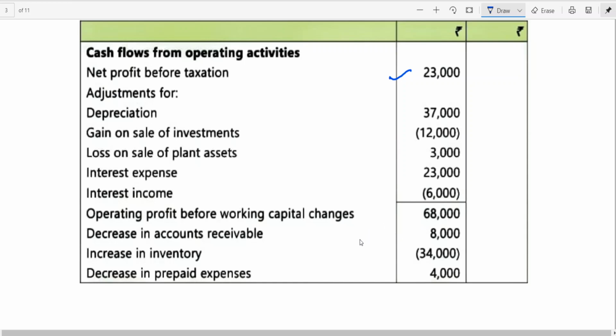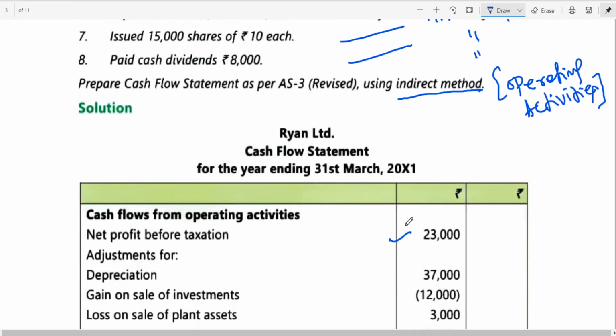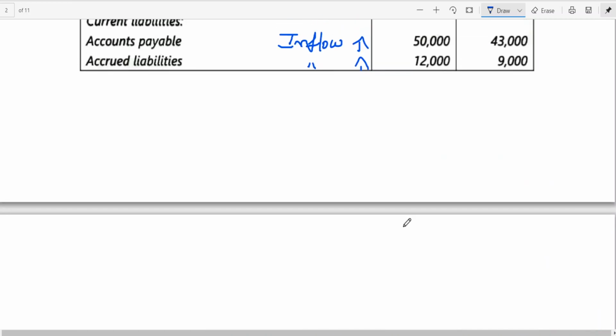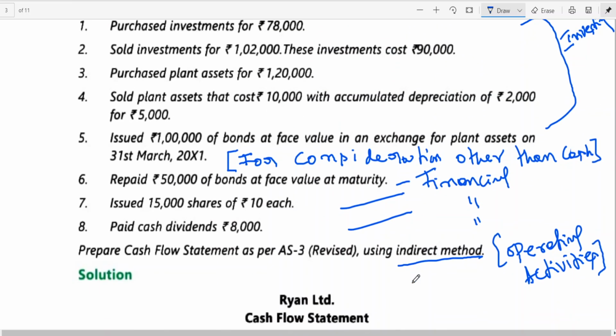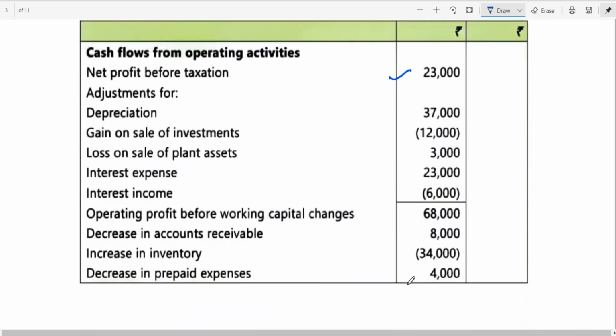Then I have already explained to you decrease in account receivable 8,000. Here I have explained you already. I think it is clear to you. Here I have mentioned is inflow, no? Inflow. Decrease in account receivable and increase in inventory. When inventory increases, what happens? Inventory increases, you are buying using the cash. So there is an outflow. That is why they are putting it in brackets. Decrease in prepaid expenses means future expenses have been decreased. So there is an inflow.